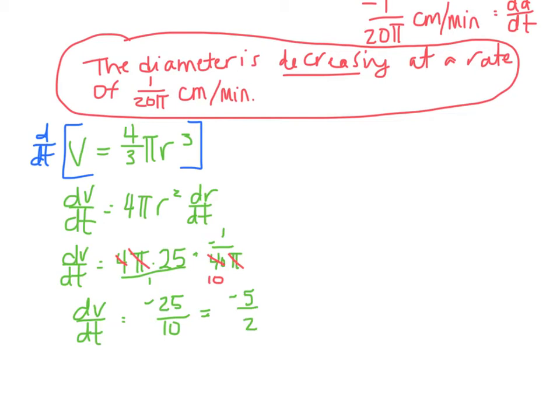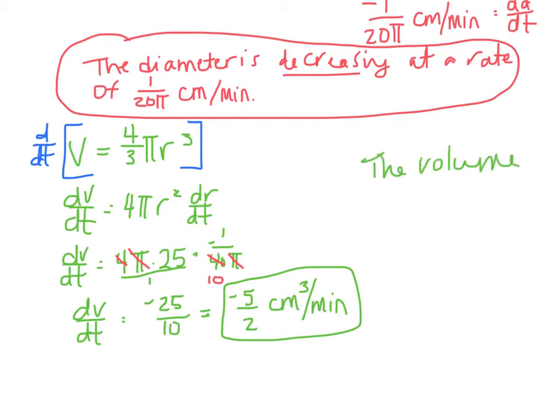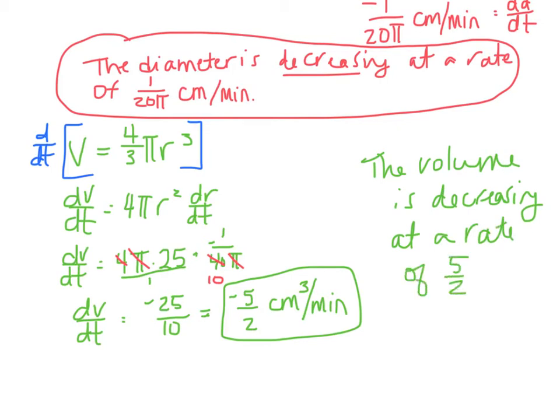Now let's put a unit of measure. If the radius was changing at centimeters per minute and the surface area at centimeters squared per minute, volume is going to be centimeters cubed per minute. Okay, so that is my dv dt. And again, interpreting my solution, the volume is decreasing. It's melting, so it's decreasing at a rate of 5/2 centimeters cubed per minute.